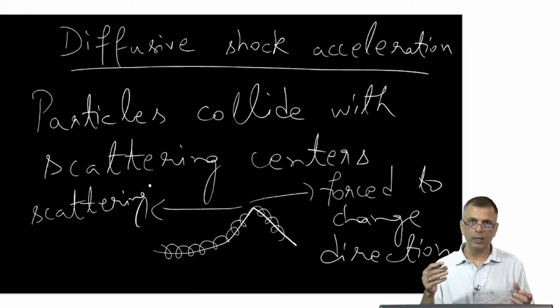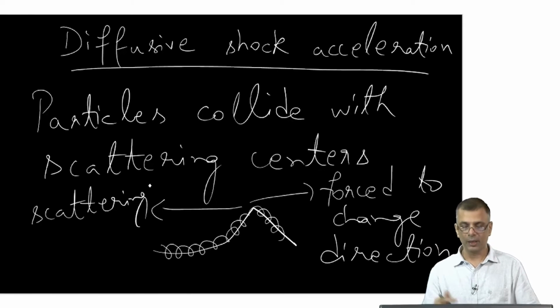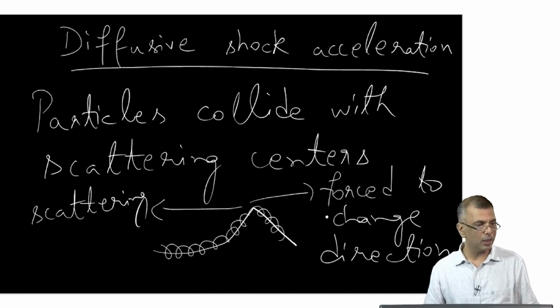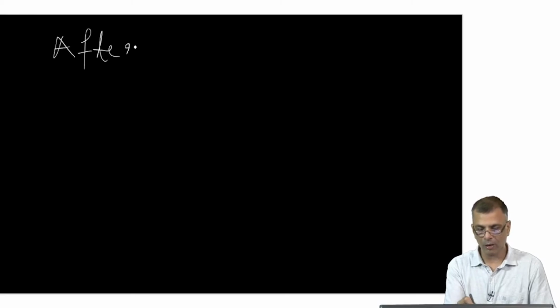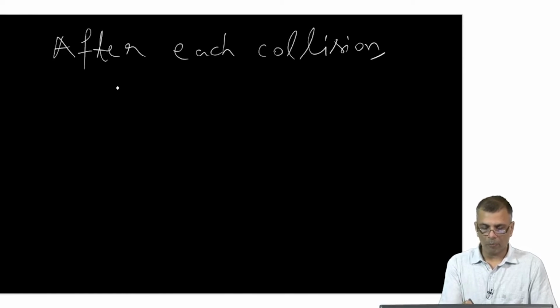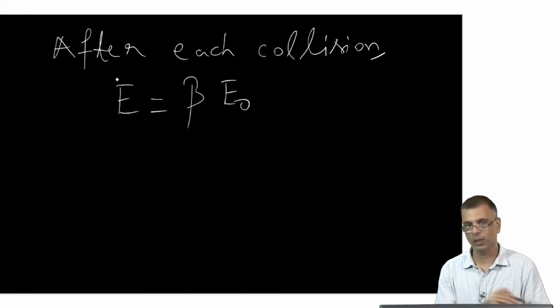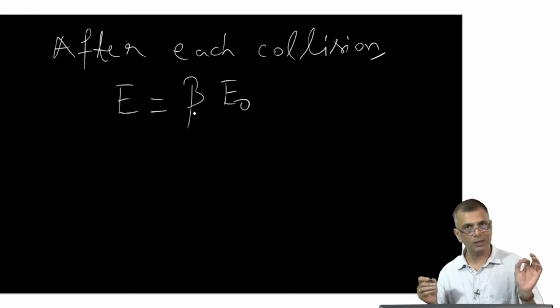When you have a particle merrily moving along, it encounters some kind of scattering center, some kind of collision, and it abruptly changes direction. So this would be an effective collision, so to speak. Particles gain energy via collisions with these kinds of scattering centers. These are inelastic collisions. Let the gain in energy due to a collision be some beta, so that after each collision the energy of a particle is E equals beta times E naught, where E naught is the energy before collision and E is the energy after collision, and beta is a gain parameter.